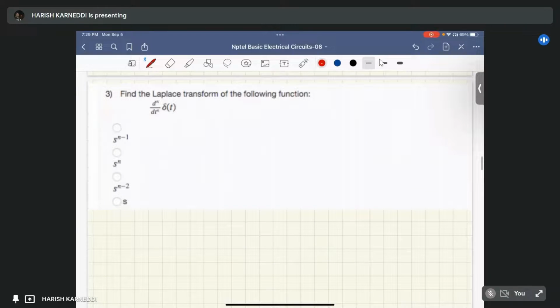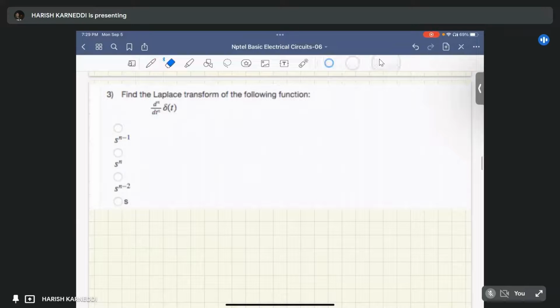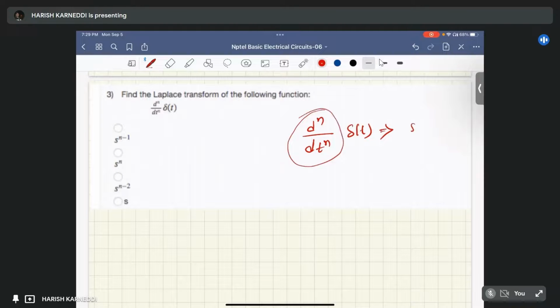Find out the Laplace transform of the following function. It is d power n by dt power n of delta of t. This simply is a differentiation function. You can write it as power n.